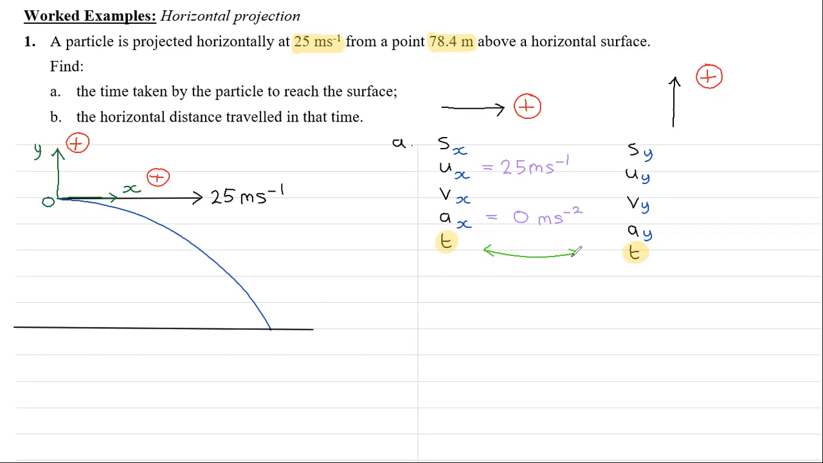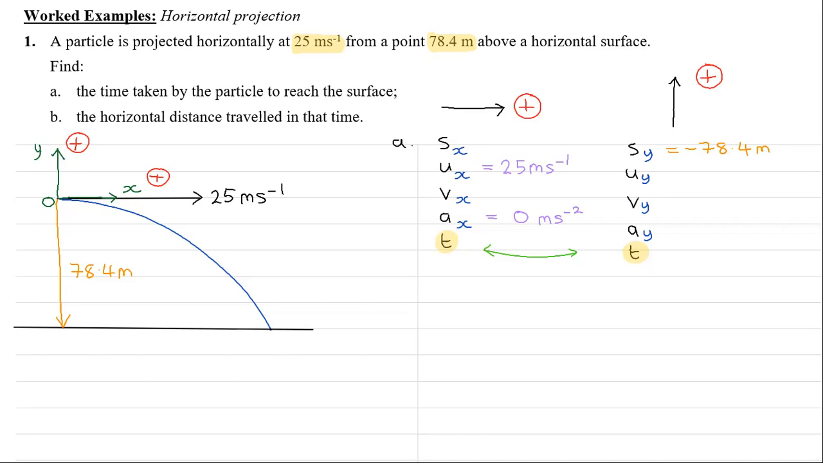Well, if I'm taking Y as positive going up, then my vertical displacement is actually going to be negative, isn't it? Because I'm actually going to be traveling down 78.4 meters, which is what it says in the question. So that's my vertical displacement. It's negative. If you take down as positive, then it's not going to be negative, but that's completely up to you.